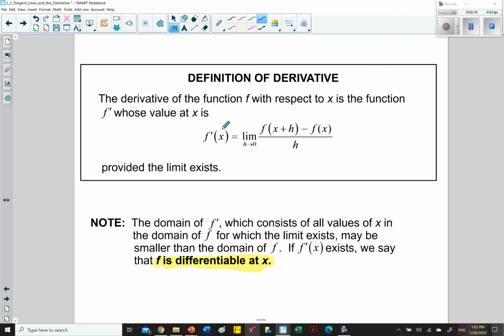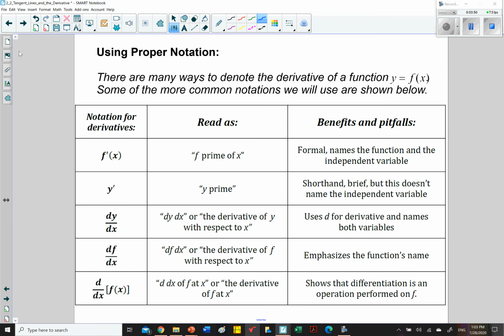So like we said yesterday, we're going to define the derivative to be the limit of the difference quotient, and the derivative is the slope of the tangent line, provided that the limit exists. And we should make a note of the fact that the domain of the derivative f prime consists of all the x's in the domain of the function where the limit exists, so it could be smaller than the domain of the original function. And we'll see that as time goes on with some of our examples. We'll come back and discuss this a little more.